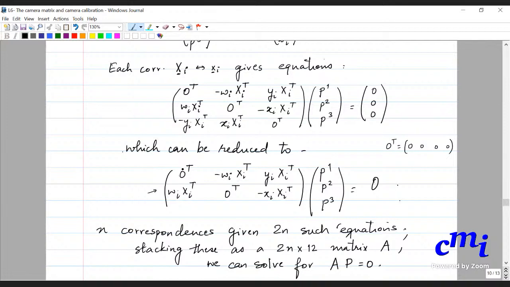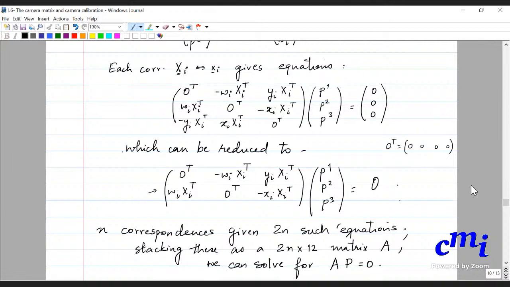But in practice, we don't do that. We simply take all 12 equations. In general, if you have 2n such equations, then we just stack them as a 2n cross 12 matrix.